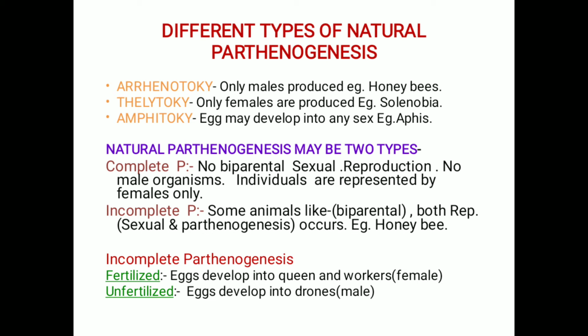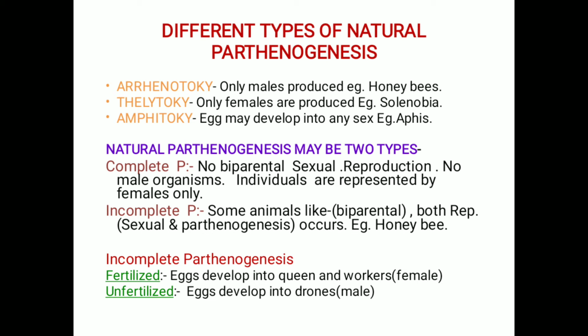Different types of natural parthenogenesis. Arrhenotoky: they produce only male organisms. Example: honeybees. Thelytoky: only female organisms produced. Example: Solenobia. Amphitoky: the egg may develop into any sex. Example: Apis.